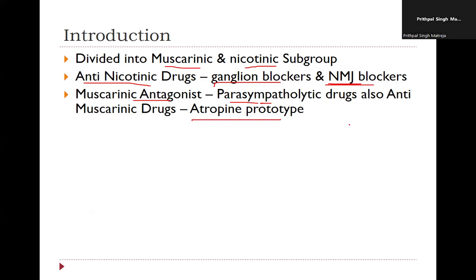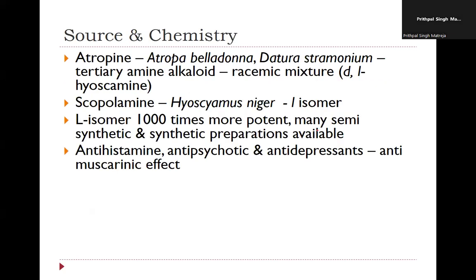of this particular group. Now, when we talk about the source and chemistry of this group of drugs, let's say we talk about atropine. Atropine comes from a wild plant that is commonly found in India with the name of thorn apple or datura. The scientific name of this vine plant is Atropa belladonna or Datura stramonium. This is basically a tertiary amine alkaloid which is a racemic mixture of D and L hyoscyamine, which is the active component in this compound.